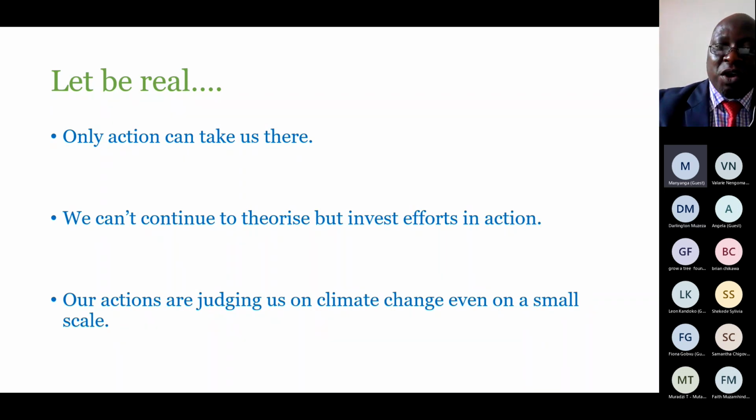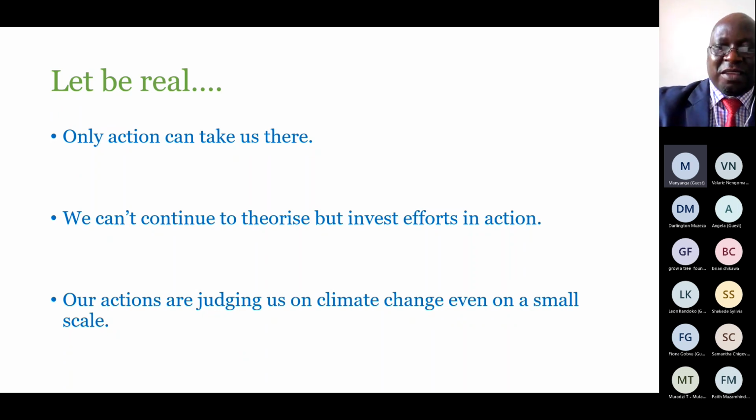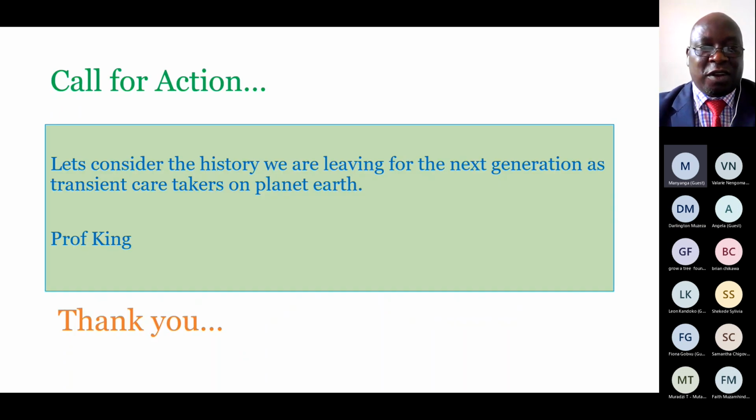If you look into the environmental phenomenon, even on a small scale, our actions are judging us. You look into our cities, Harare, Bulawayo, and so forth. We are struggling with water, yet we are destroying the same sources of water, which is basically our wetlands. Those are some of the actions we need to be focusing on.